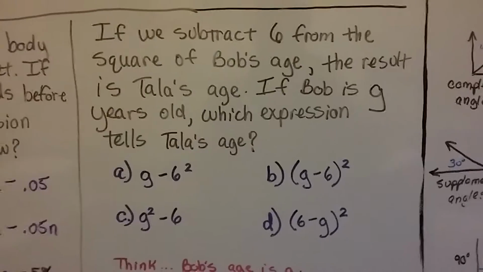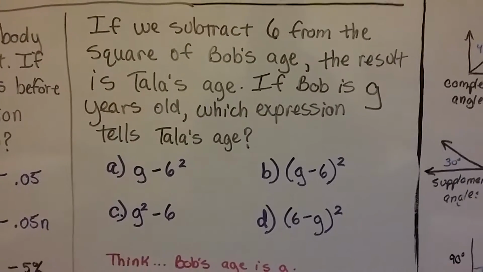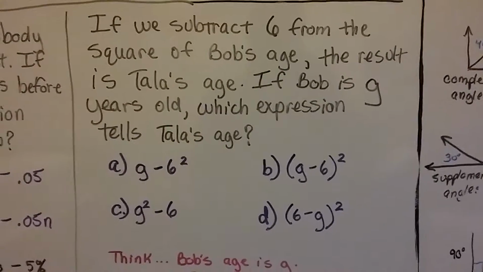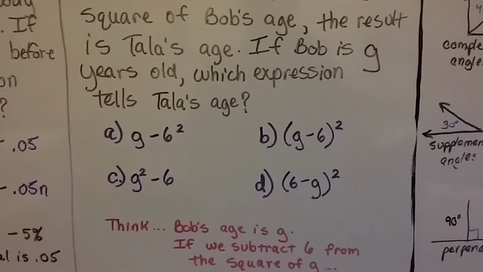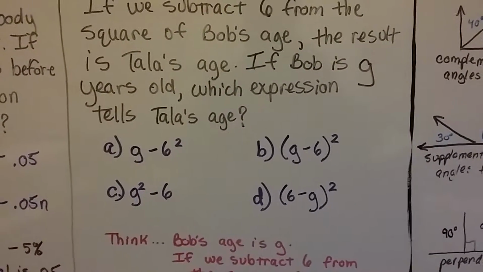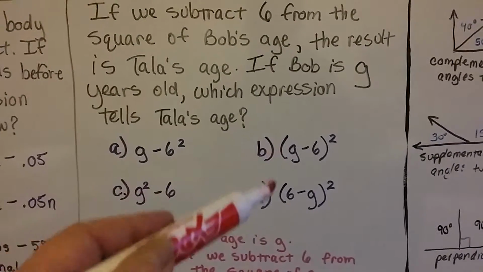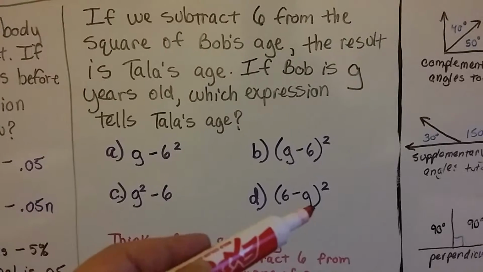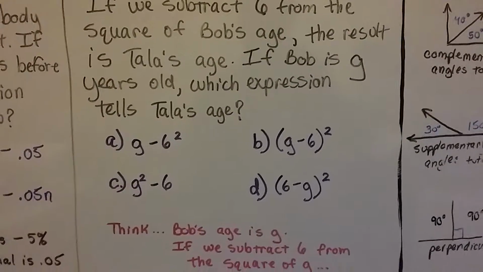If we subtract 6 from the square of Bob's age, the result is Tala's age. If Bob is G years old, which expression tells Tala's age? We got G minus 6, squared, G squared minus 6, G minus 6 in parentheses, and they're both squared, or we've got G minus 6 minus G, and then it's squared.